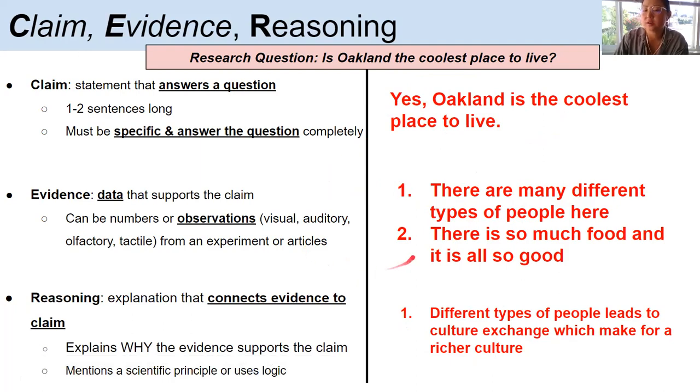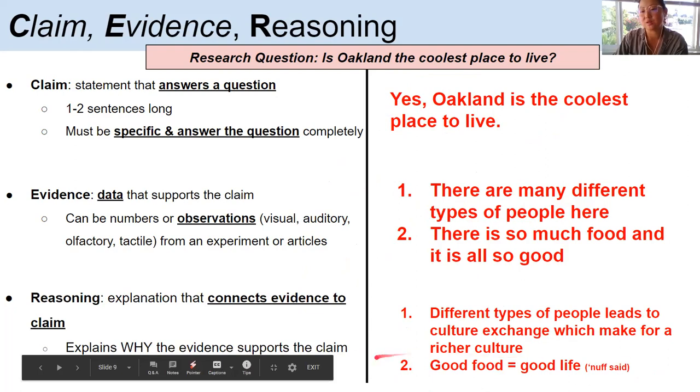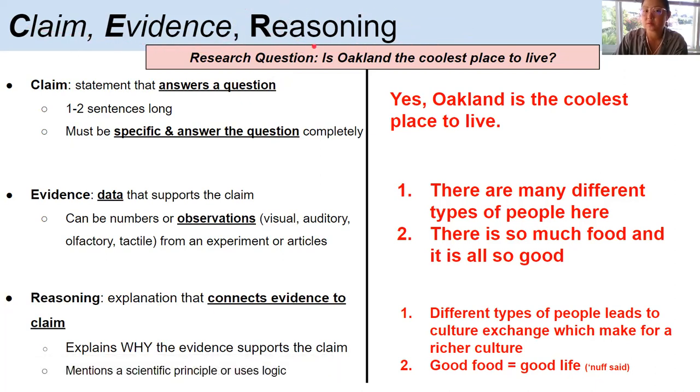Okay, so then why is it that having so much good food makes Oakland the best place to live? Well, to me, it's that good food equals good life. Enough said. So that is why I think that Oakland is a cool place to live as well. That's one of the reasons. So that would be the reasoning portion of claim evidence reasoning, or for short, CER.